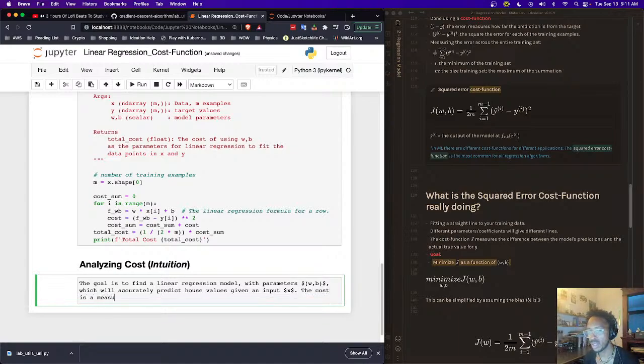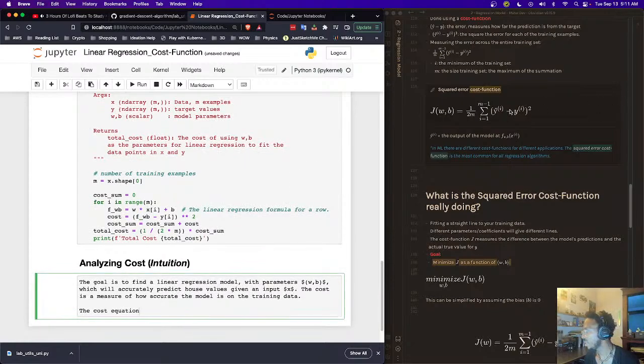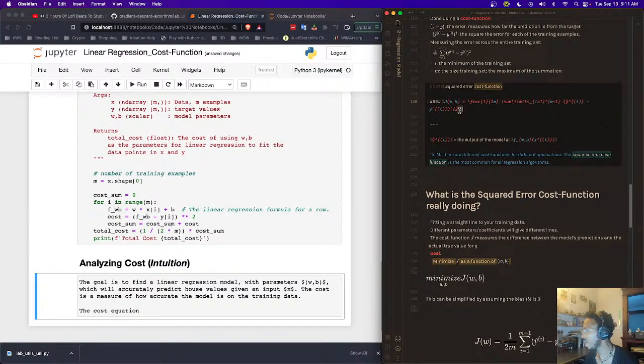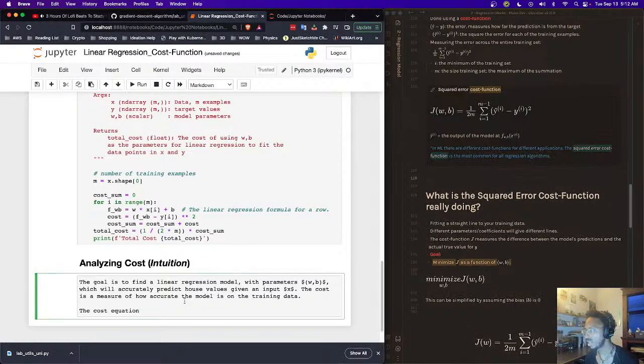Cost is a measure of how accurate the model is on the training data. So the cost equation, which is actually technically called the squared error cost function, because there are different types of cost functions.